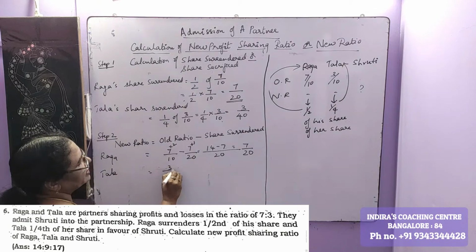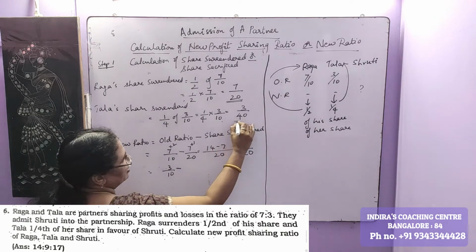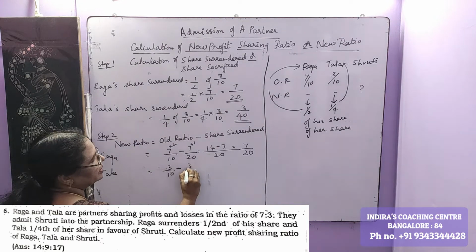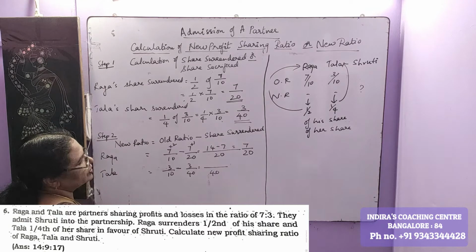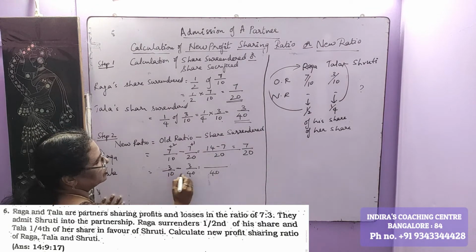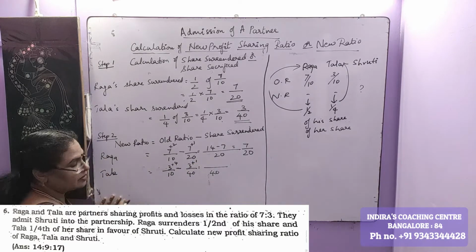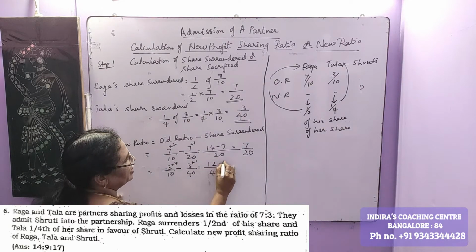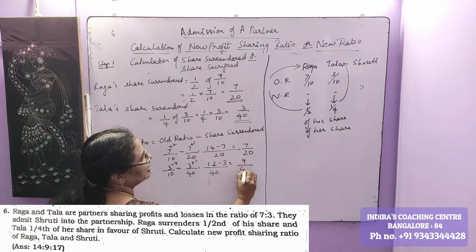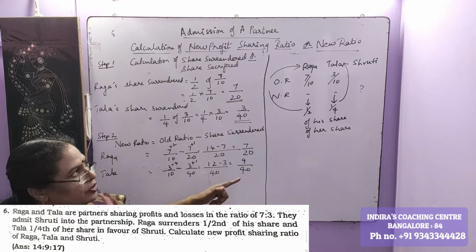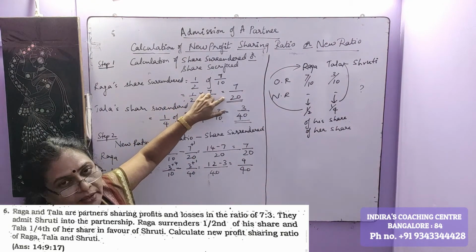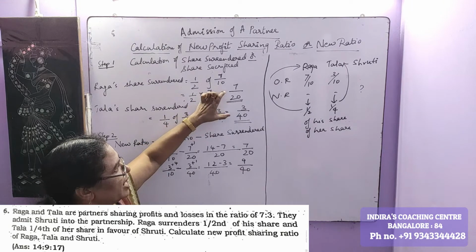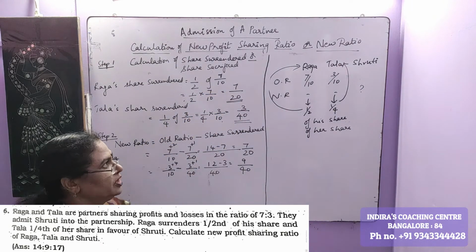Thala's is 3 by 10 minus the answer we got, 3 by 40. LCM 40. 10 goes into 40 four times. 4 threes is 12 minus 3. You are getting it as 9 by 40. Now for Shruti, they have not given you the ratio, but you know the share surrendered by Raga and Thala. If you add these both, you are going to get Shruti's new share.